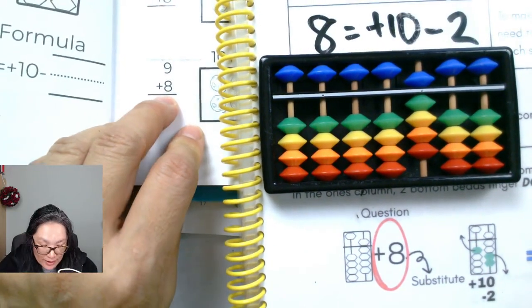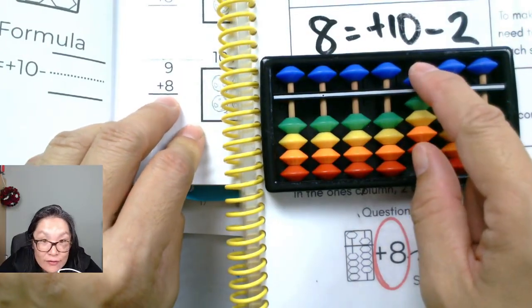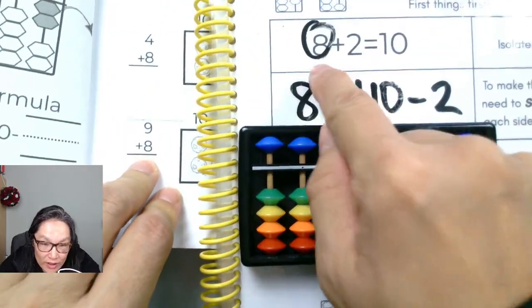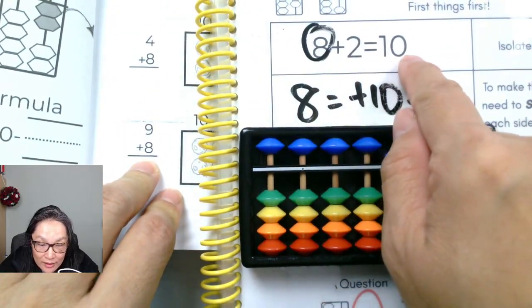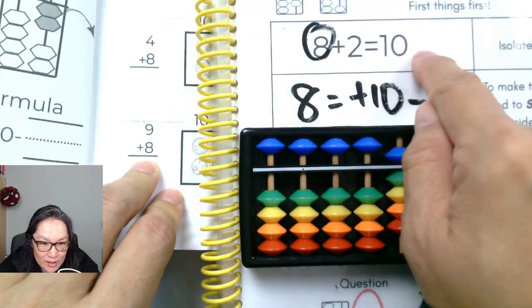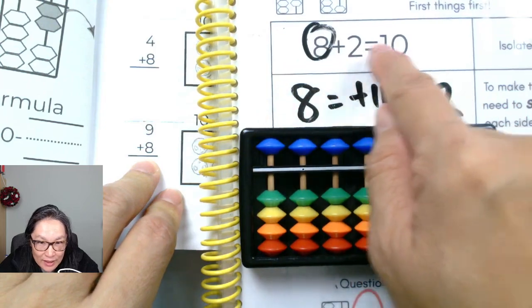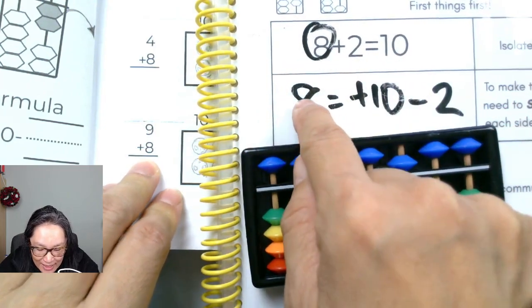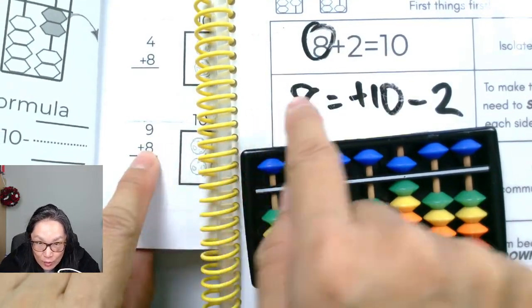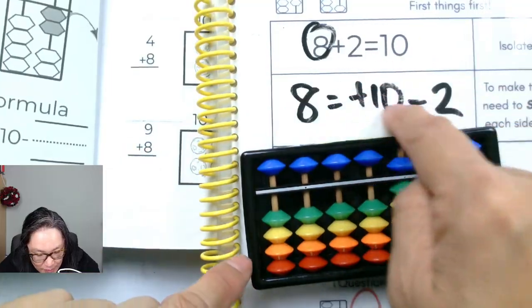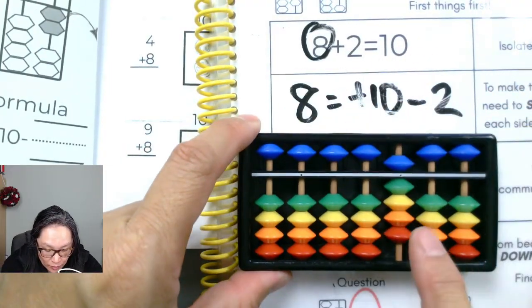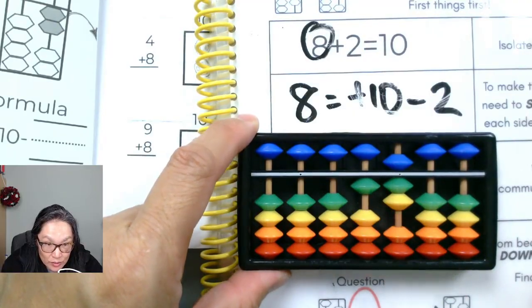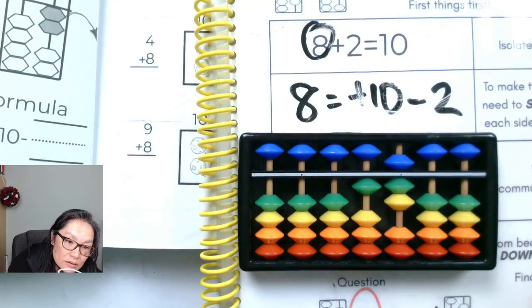So here we do 8. Is there enough? No, there's not enough. We know that the 8 and 2 makes a 10. Notice it's a very similar concept. Because 8 plus 2 is equal to 10, let's isolate the 8. Because this 8 and this 8 are the same, we're going to substitute this. So plus the 10 minus the 2. What is your answer? Did that make sense?